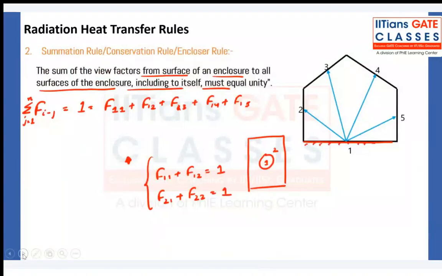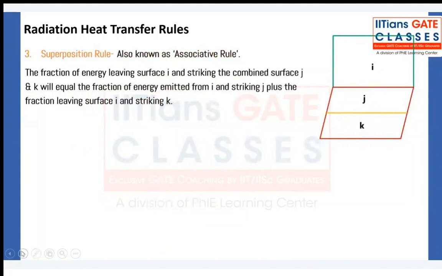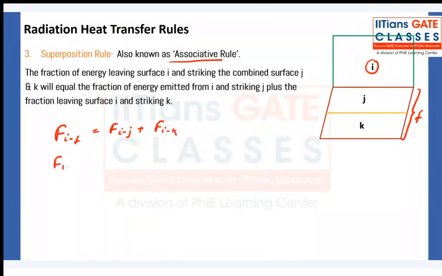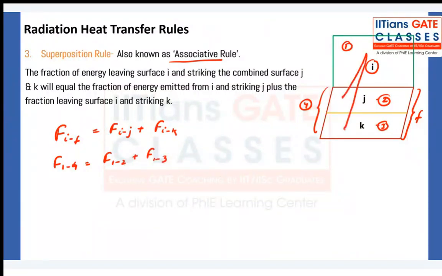Okay, next rule, superposition rule. For example, this is a body I and this is the whole body F. Superposition or associative rule tells you that the shape factor of I to F is equal to shape factor of I to J plus I to K. For example, if this is 1, this is whole 4, and this is 2, this is 3, then F1 to 4 is equal to F1 to 2 plus F1 to 3. Whatever is coming here, either it will go here or it will go here, isn't it? It will not go anywhere else. That is third.